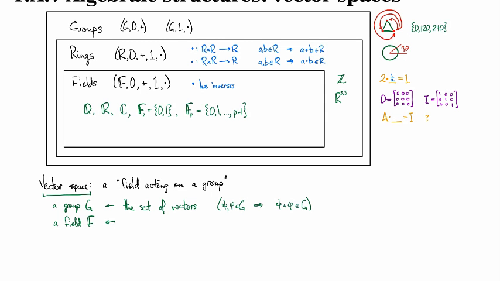And the field, this is where we get our scalars. And so if A is a scalar and phi is an element of the group, so it's a vector, then it needs to be the case that somehow A times phi is an element of the group again. So now this is a little wonky from what we were looking at in the previous slides.